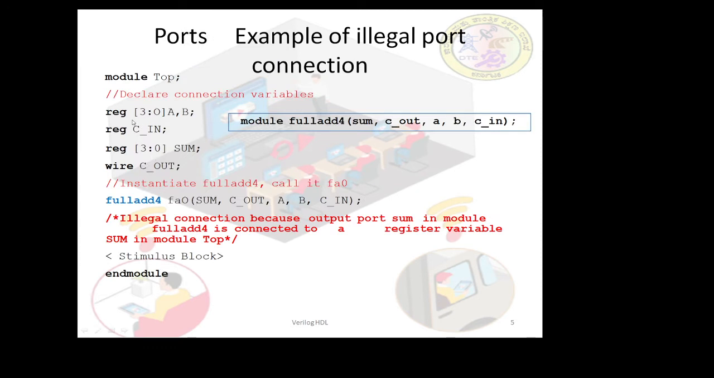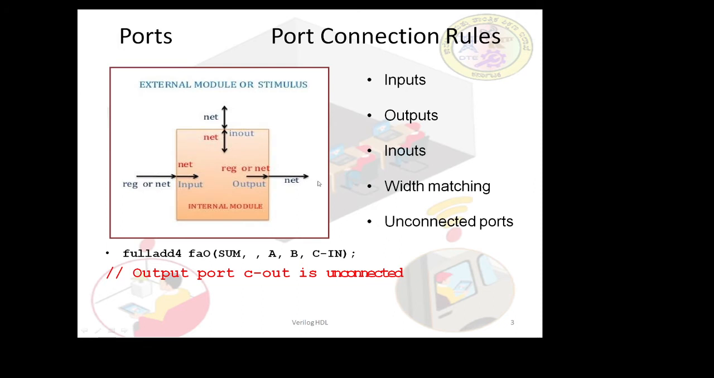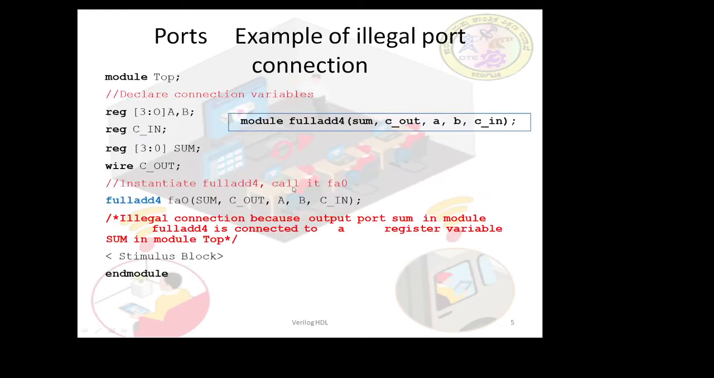So it has been declared as a register A, B which is of 4 bits, [3:0] A, B, and a single bit input register C_in. And here we have declared, as we have seen in the port connection rules, that the pins coming out of the output that should be connected externally should be a net, wherein we will be treating it as a wire. The other name for the net is wire. So it has to be declared as a wire, but here it has been declared as a register.